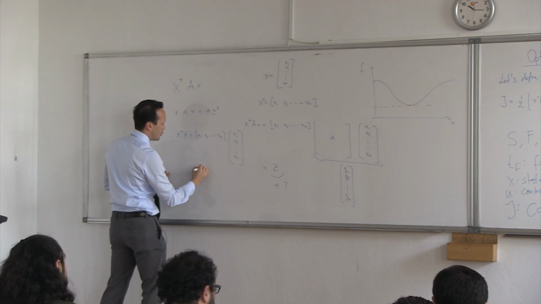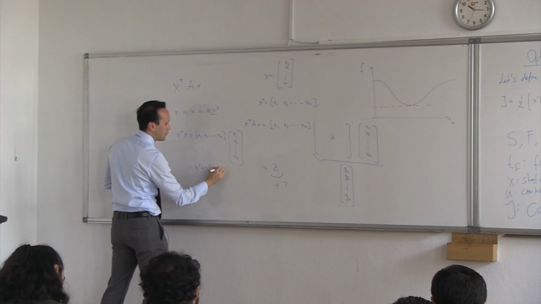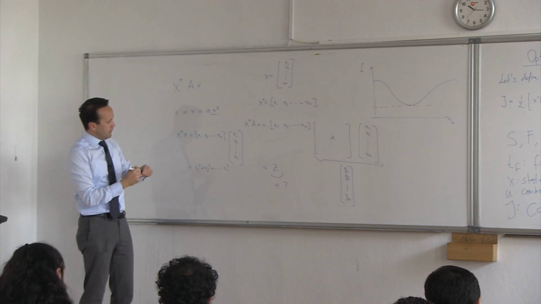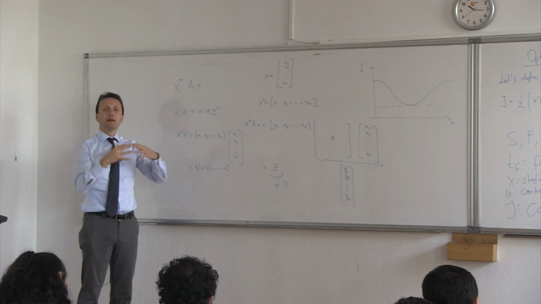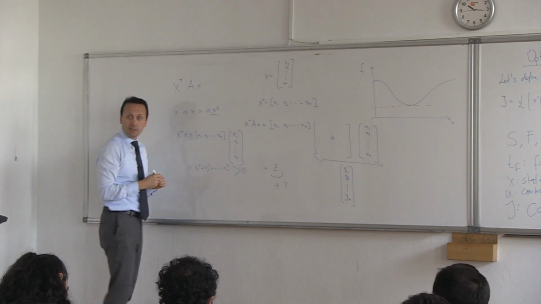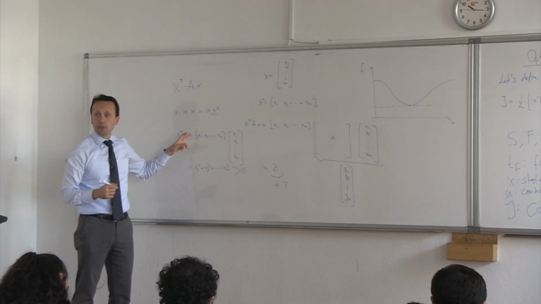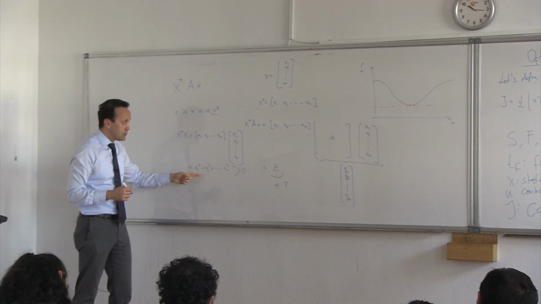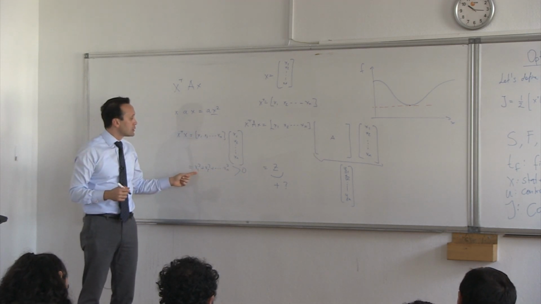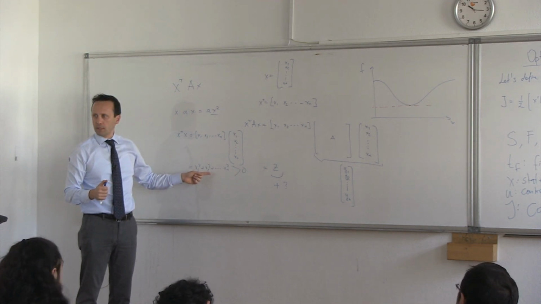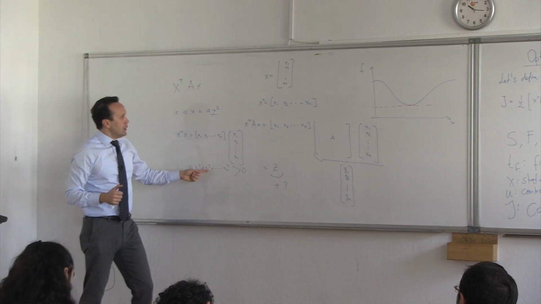You would have x1 squared plus x2 squared plus xn squared, and this would be a number, an addition of squares, which would always be greater than zero, except if they're all zero, it will of course be equal to zero. But if they're not equal to zero, then this will always be greater than zero because it is an addition of squares. Do you see that?